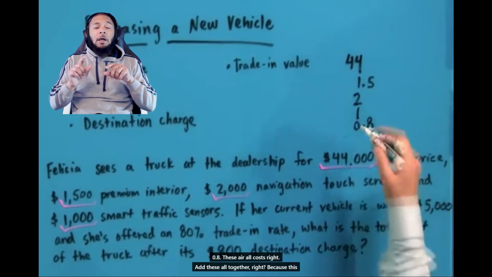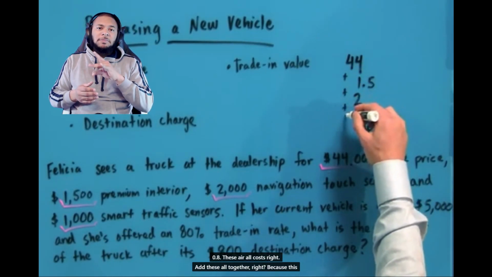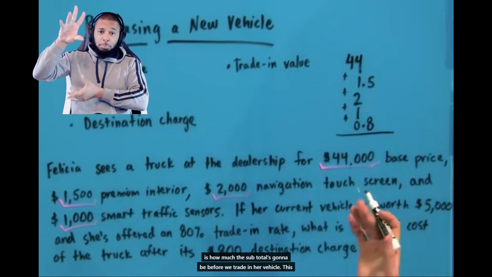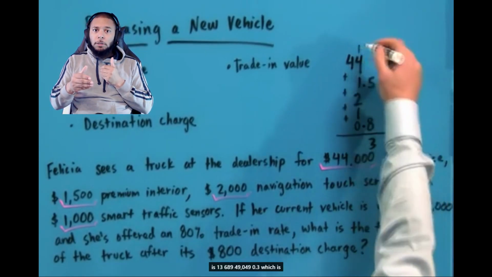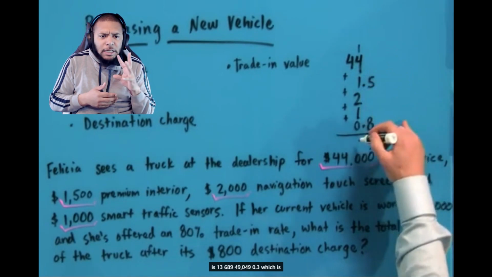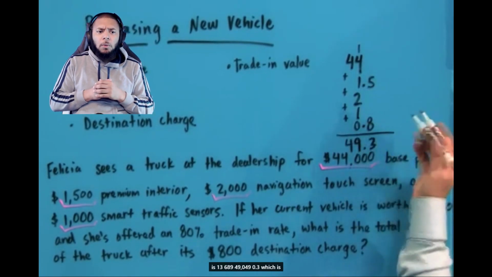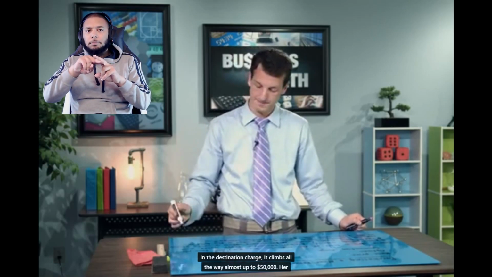All right, these are all costs, right? I'm going to add these all together, right? Because this is how much the subtotal is going to be before we trade in her vehicle. So this is 13, 6, 8, 9, 49,000, 49.3, which is $49,300. All right, so the base price was $44,000, but with all the options and the destination charge, it climbs all the way almost up to $50,000.